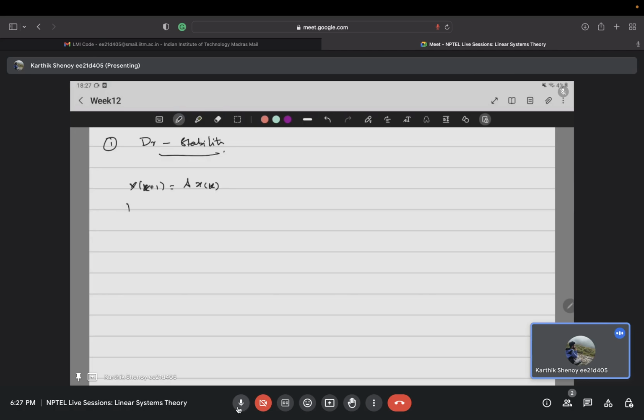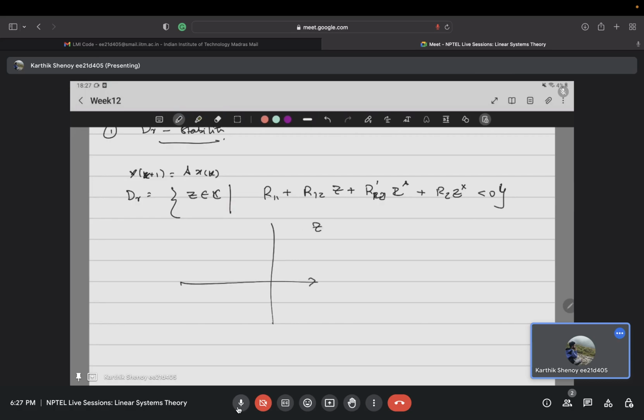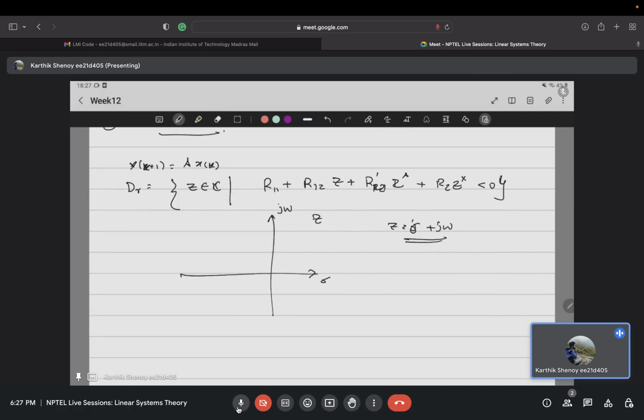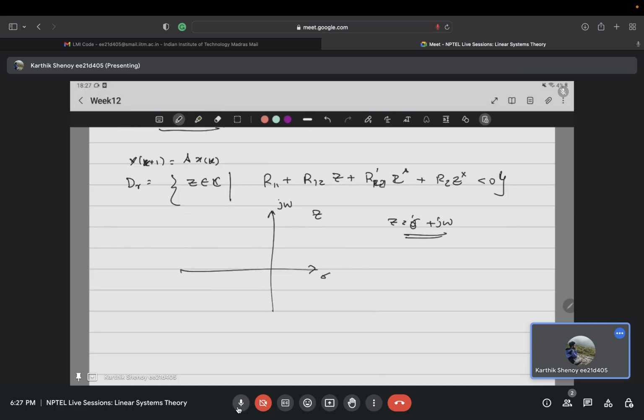So, I give you a region defined by the set of all complex numbers z such that R11 plus R12 z plus R21 z star plus R22 z z star is less than 0. So, this is the region I give in a complex plane. This is my complex plane, with sigma and j omega, where z is equal to sigma plus j omega. Now, I define a region like this, where R11 and the others are all matrices.